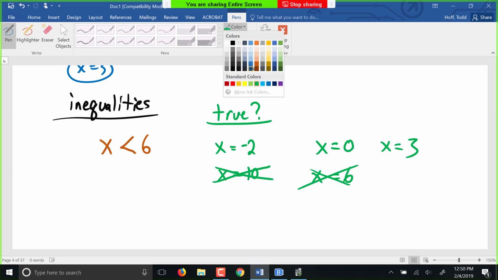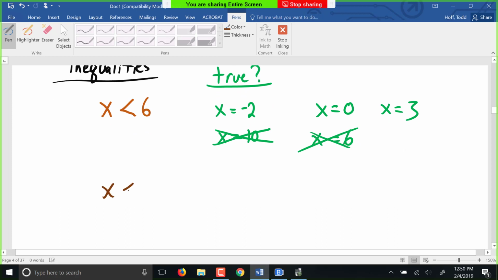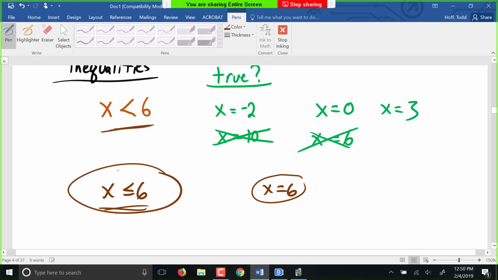There's a symbol very closely related to that one. It looks like that. That means x is less than or equal to 6. In that case, if x equals 6, is that true? Yes, it is. That's the only difference between those two expressions: down here, x can be 6. Up here, it cannot be 6.